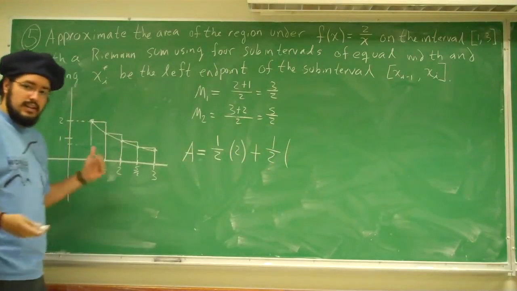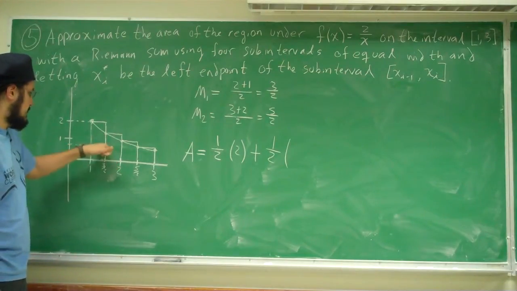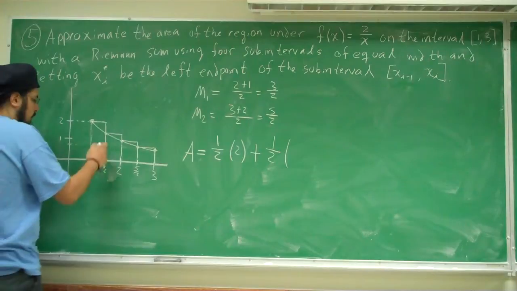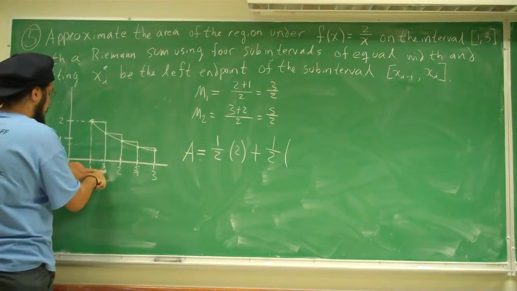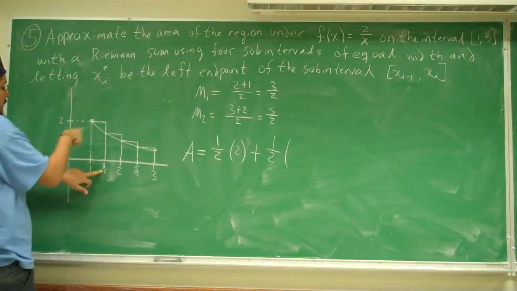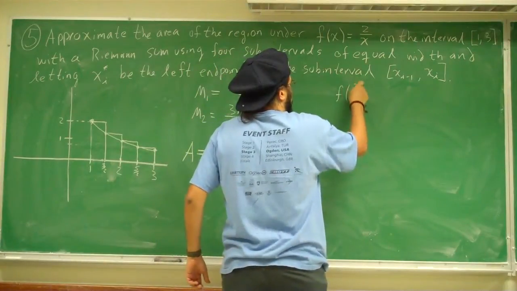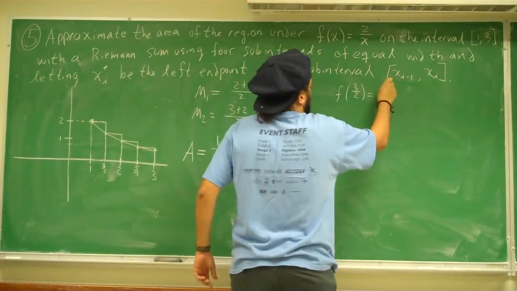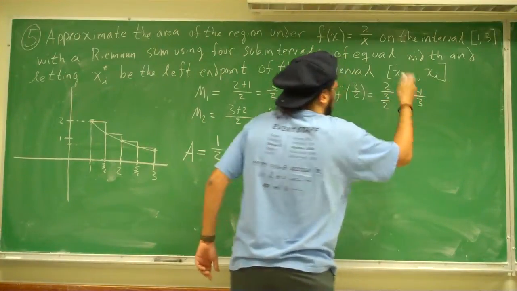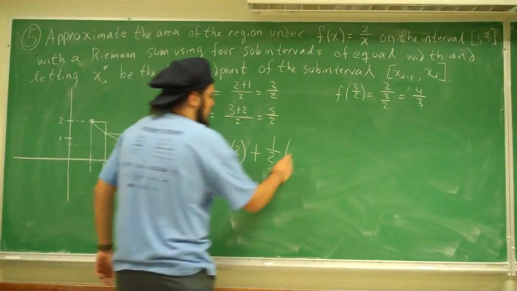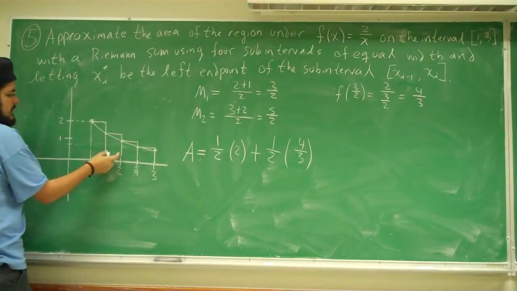By the way, the area of a rectangle is length times width. That's what I'm doing. So this times this. Now I'm going to do the 1/2 times this one. To find how much this length is, all I have to do is plug in 3/2 into the function, and I'll get the y value. So f of 3/2 is what? f of 3/2 is going to be 2 divided by 3/2, so that's 4/3. So we have 1/2 times 4/3. Okay, so that's the area of this rectangle.